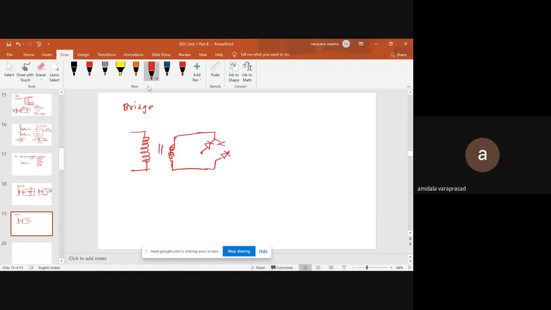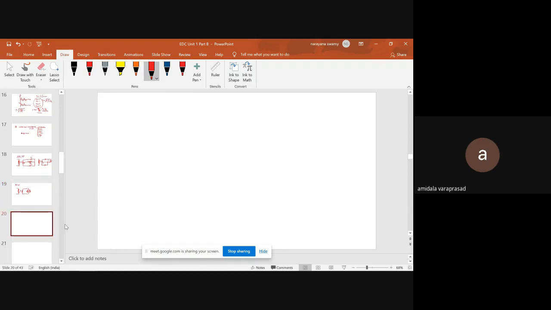Here this diode is in which direction? Here also the same direction. Okay, in between these two, RL will be there. This is the bridge wave rectifier. Okay, you can see the same thing.